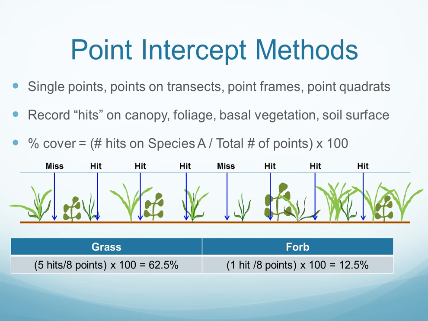If we look at how cover is estimated from this example, we see that there were 5 of those points that hit the grass. So 5 out of 8 multiplied by 100 equals 62.5%. For the forb, there was only one example where the point hit the forb species, and even though it hit 2 different leaves on that forb, it only counts as one hit, which equals 12.5%.